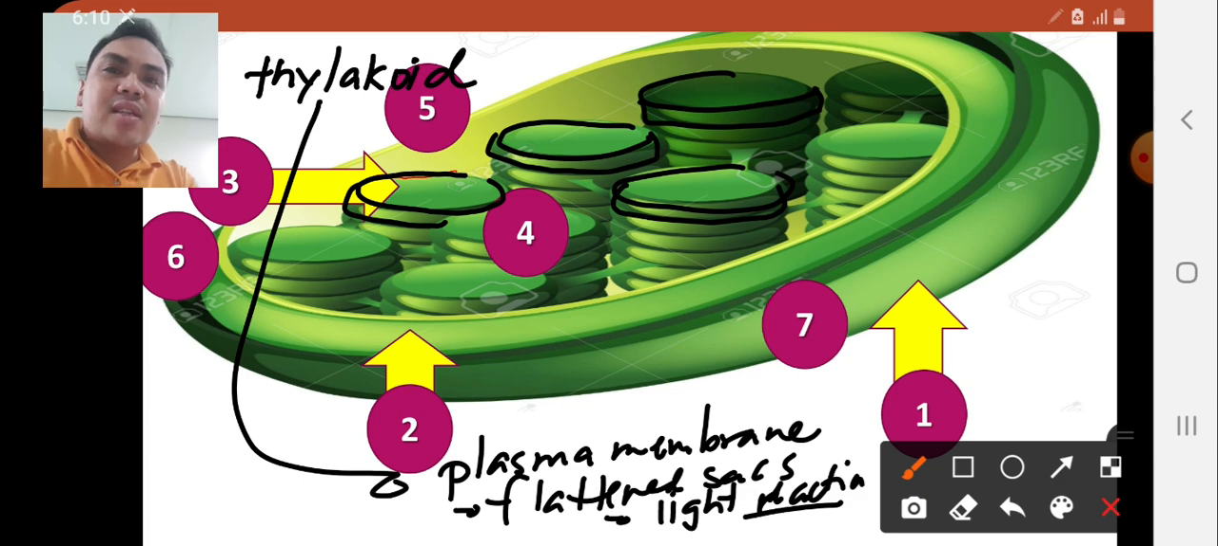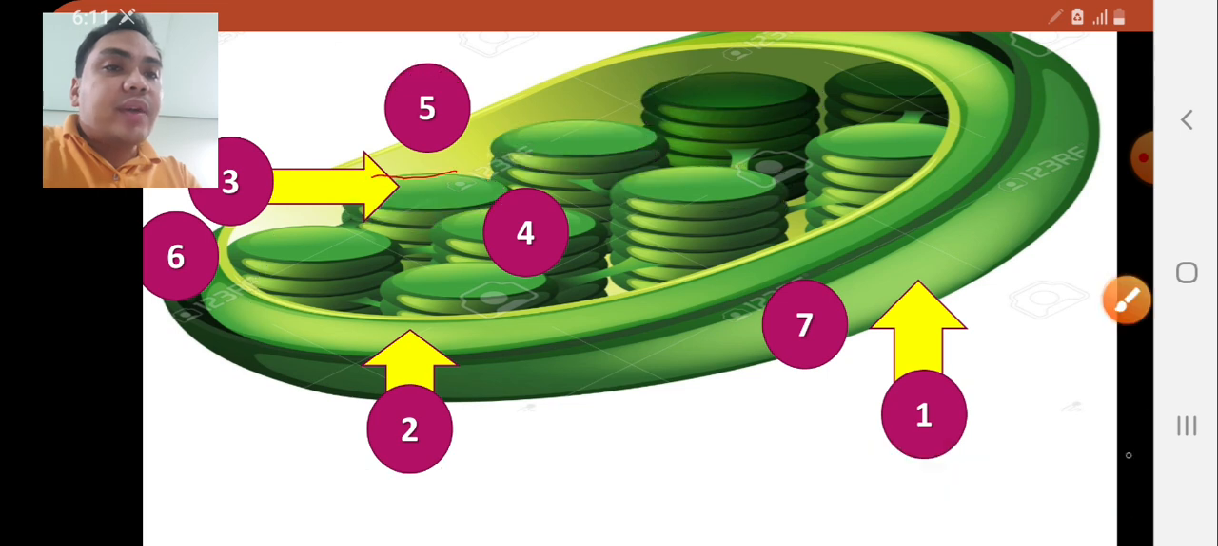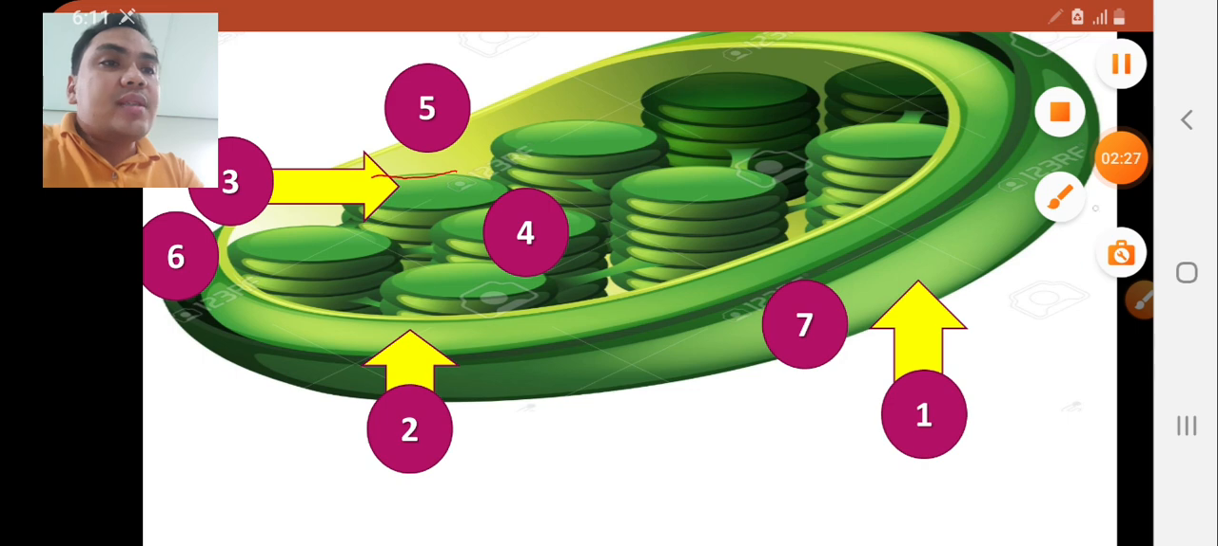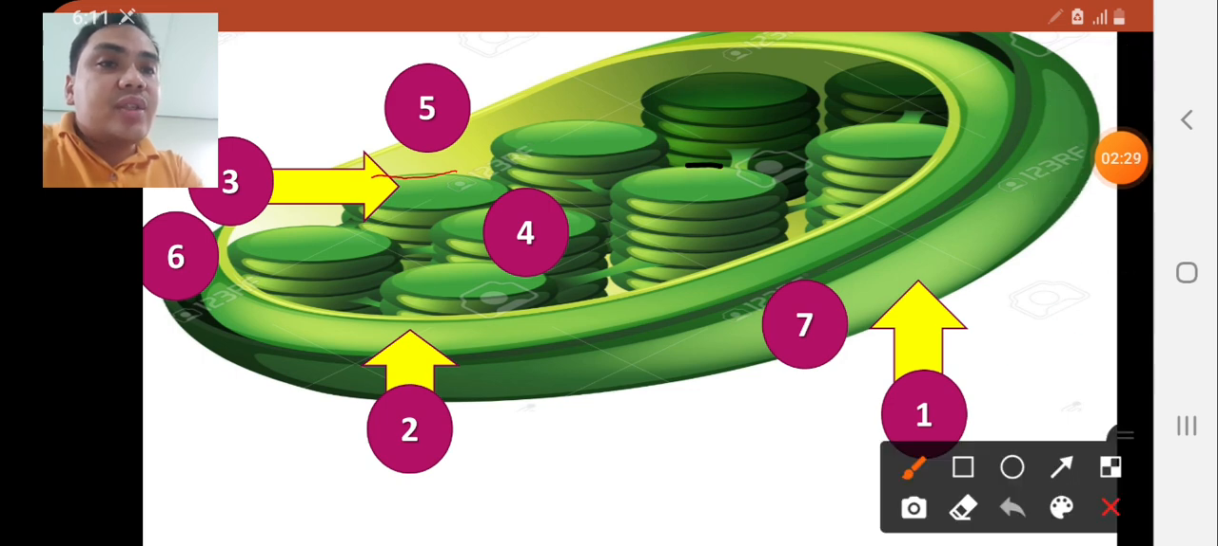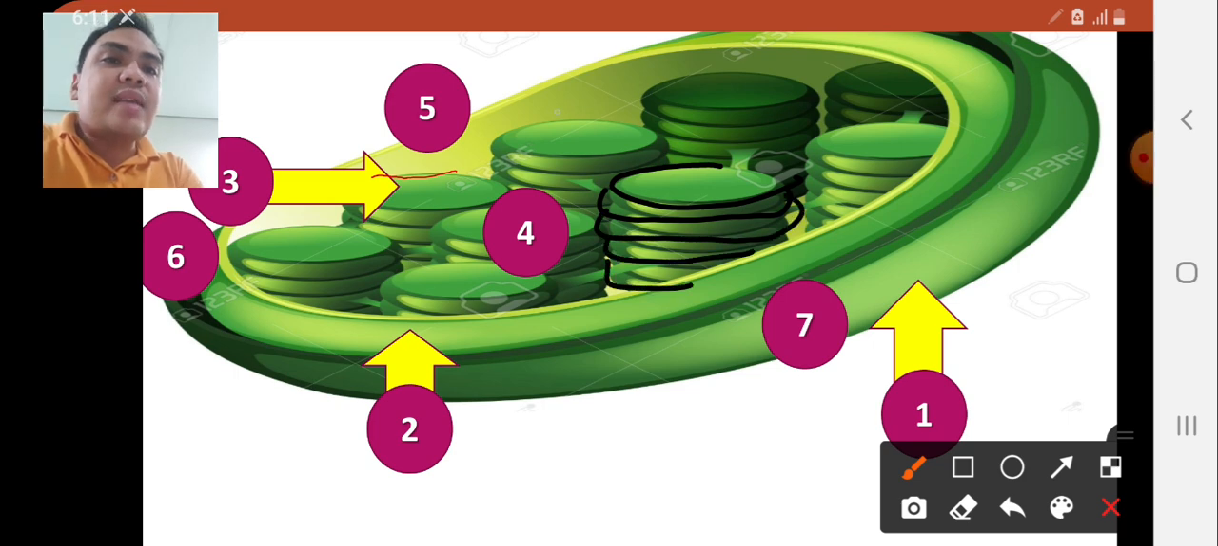The light reaction of photosynthesis will be discussed in lesson number 13 of General Biology 1 at the end of the second quarter. So these are the thylakoids, flattened sacs made up of membrane, and they are the site of the light reaction. Again, let's have number 4. As you notice, these thylakoids are arranged in a columnar order.